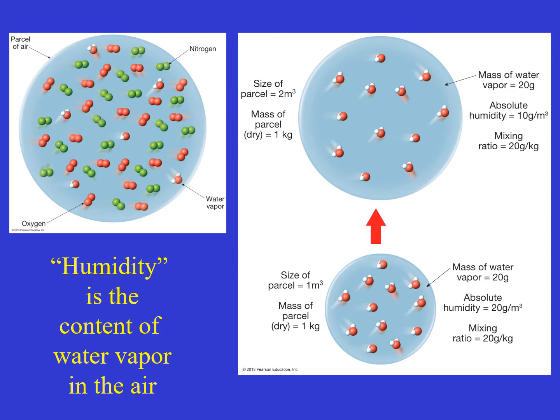So I believe what we have coming up now are going to be some different types of humidity, different ways to measure the moisture content of the air. So humidity, just humidity, with no other descriptors, is simply measuring the water vapor content in the air.